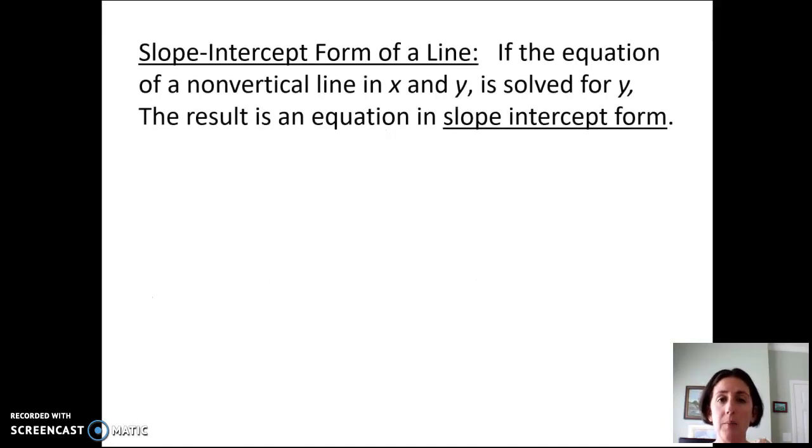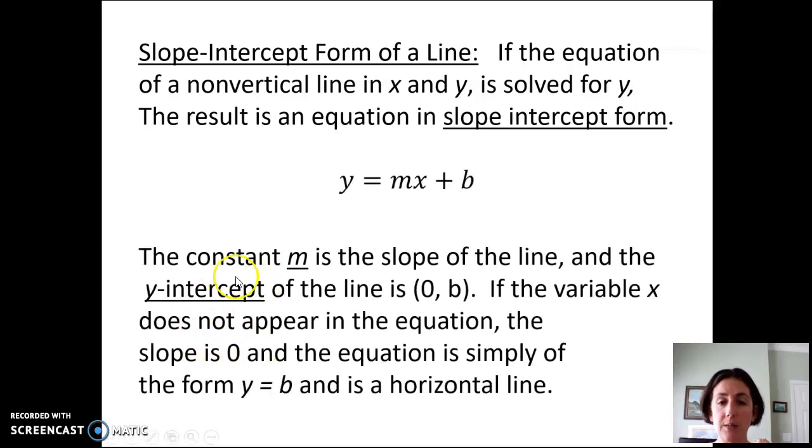So we can talk about writing the equation of a line, or a linear equation, and the one that we'll use the most often is the slope-intercept form of a line. So if you take a non-vertical line and you solve for y, the result will be in the y-intercept form, y equals mx plus b. Now we've already talked about m being the slope, and we just talked about how to calculate that between 2 points. Now b is the y value of the y-intercept.